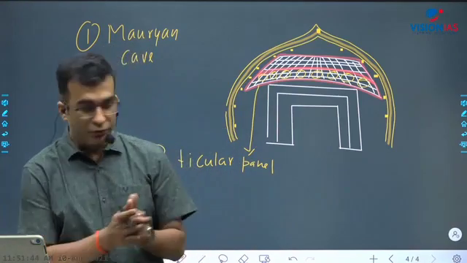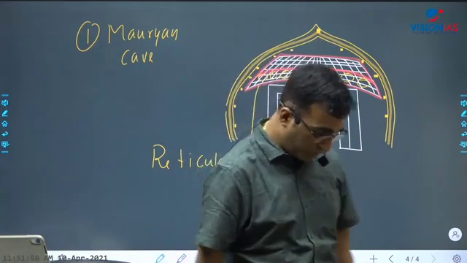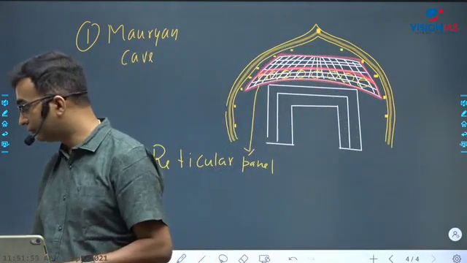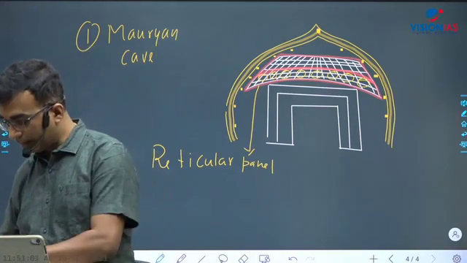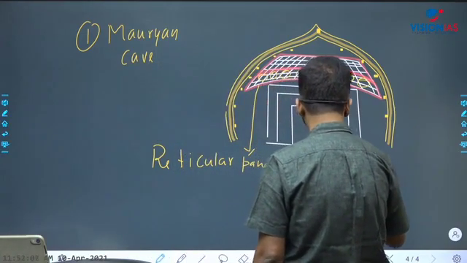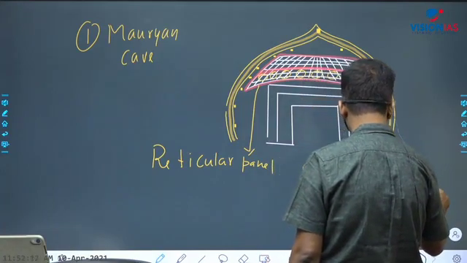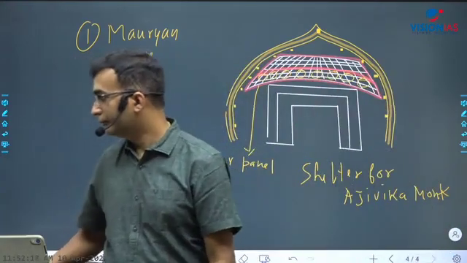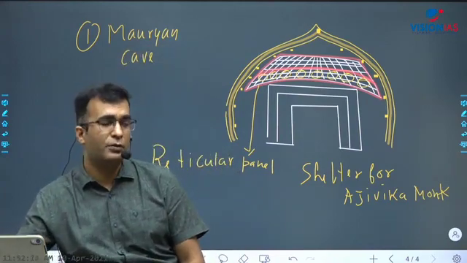So please mention what you have written. Reticular panel, inside polished. Then you write that these caves were meant for shelter for Ajivika monk. Then you write after full stop.